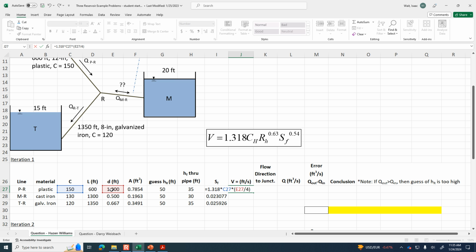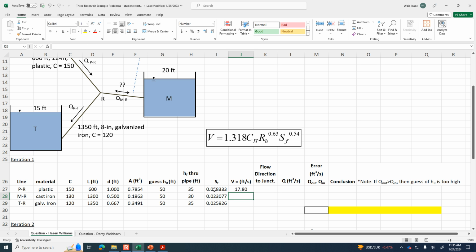Okay, so hydraulic radius to the power of 0.63 times the slope of the energy grade line, which now, since my equation is centered, is on top of the cell that I want to click on. So I can't click on the cell, I have to type it in. It's I-27. So slope of the energy grade line to the power of 0.54. Okay, so now I've got my equation for the velocity.